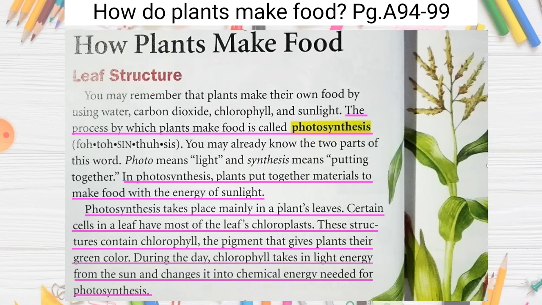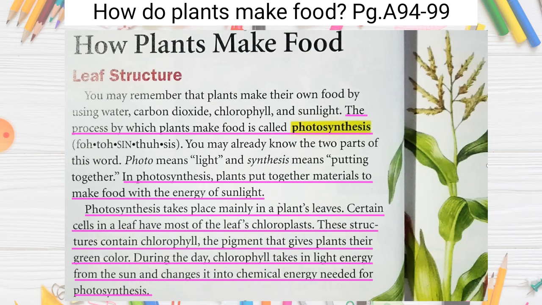The process in which plants make food is called photosynthesis. In photosynthesis, plants put together materials to make food with the energy of sunlight. Photosynthesis takes place mainly in the plant's leaves.